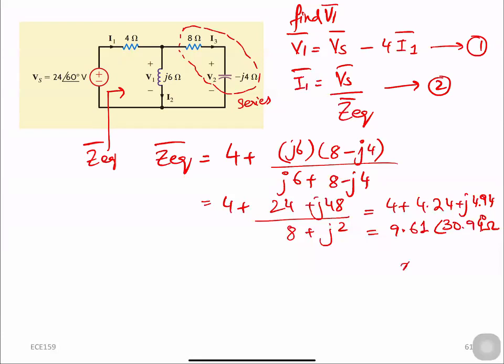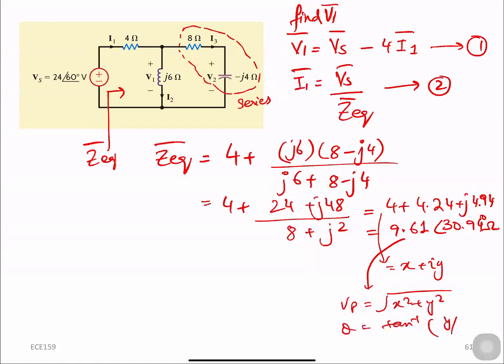So again, I repeat, when you have an answer in the form of x and y coordinates, the phasor representation magnitude comes as the square root of x squared plus y squared, and the theta value comes from tan inverse of y over x, right? So we got the value for the equivalent impedance.